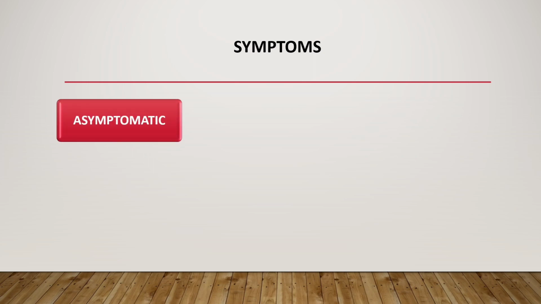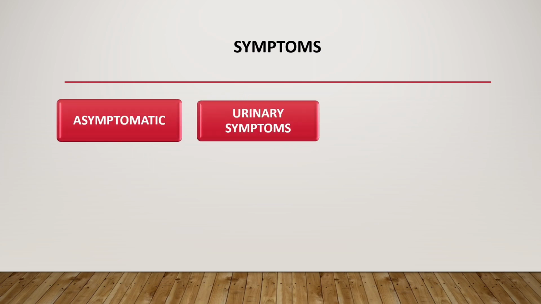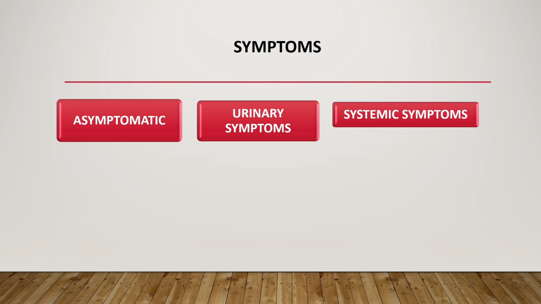What are the symptoms seen in urinary tract infection? Some patients are asymptomatic, some patients have only urinary symptoms, and some patients have urinary symptoms plus systemic symptoms. If the patient is asymptomatic, it is known as asymptomatic bacteriuria.